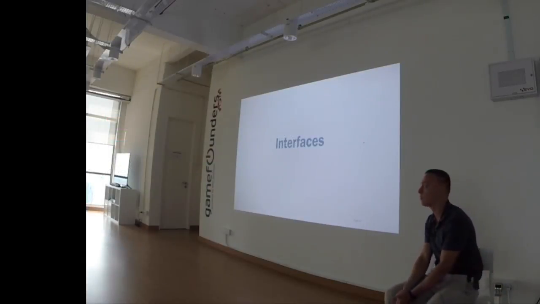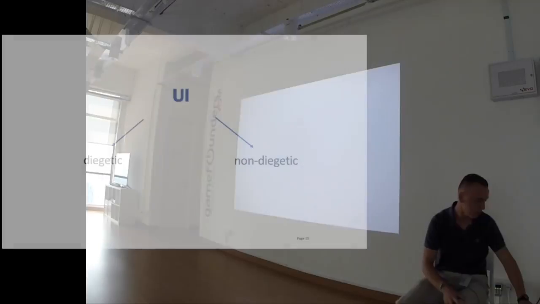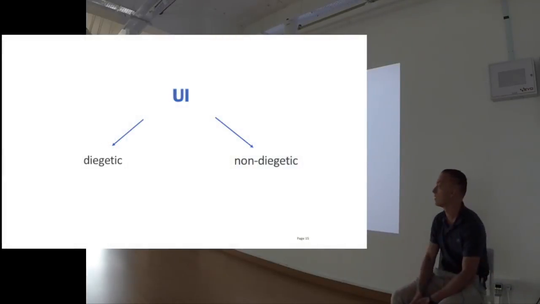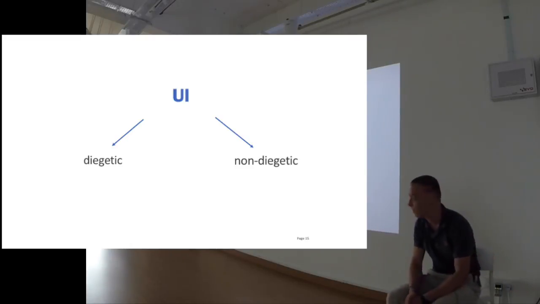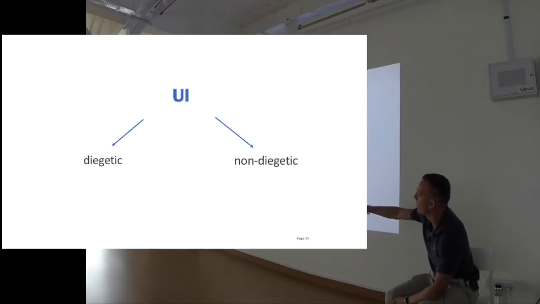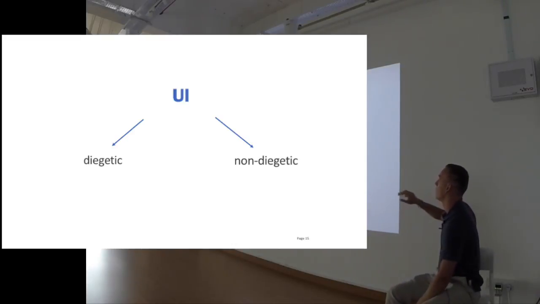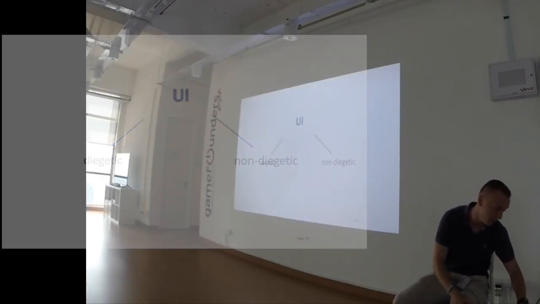Okay, now a little bit closer to interfaces, or UI. So I'm going to tell a little bit of theory here. Maybe it might be too complex, but I hope you guys can manage it. So we have two types of UI. One's called diegetic and another called non-diegetic. Sorry, it's a really difficult word.